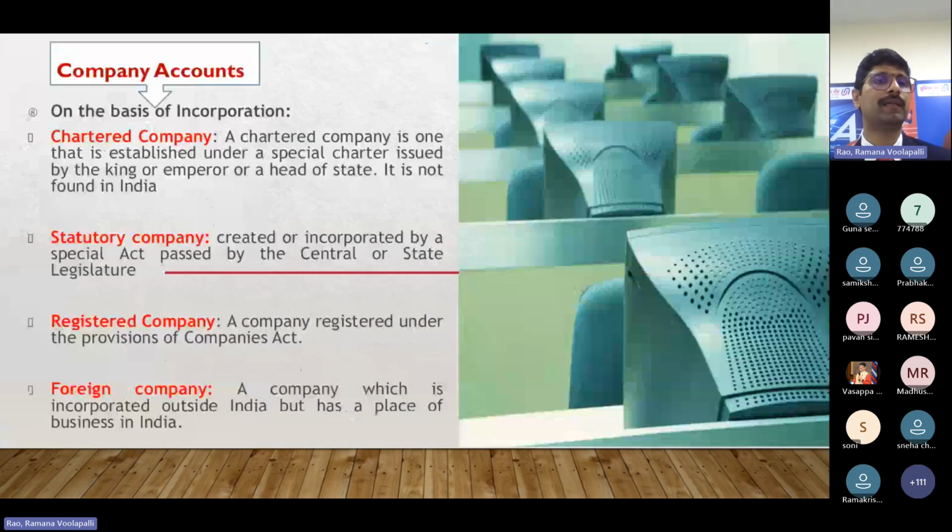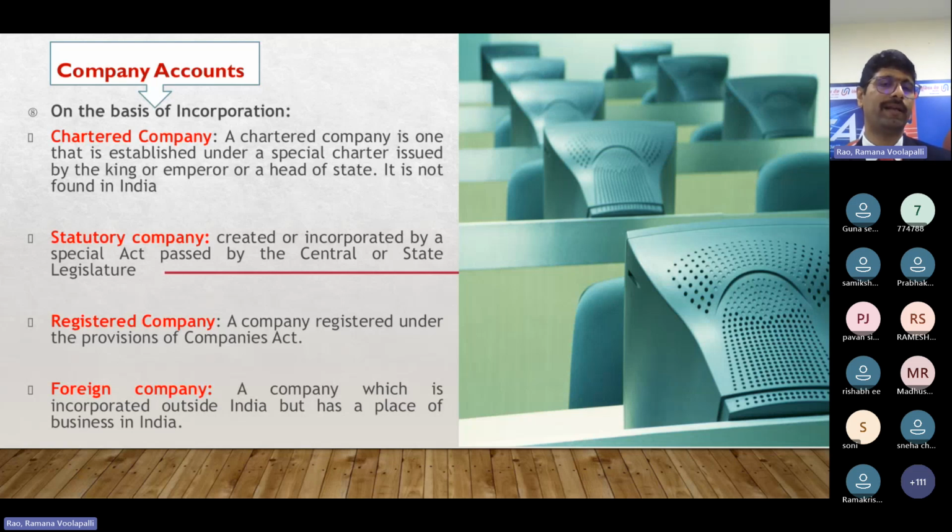Based on incorporation, companies can be classified into 4 types: chartered company, statutory company, registered company, and foreign company. Questions may come on the definitions of these also, so let us look into them. A chartered company is one that is established under a special charter issued by the king or emperor or a head of the state.